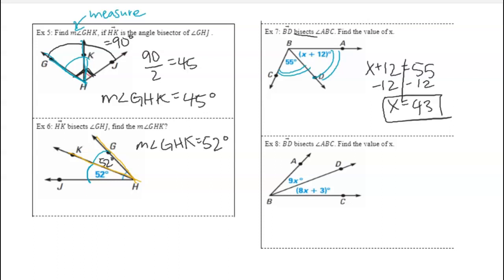Okay, let's try that again on number 8. So again, I have two congruent angles, this one here and this one here, and I'm going to set those two equal to each other. 9x equals 8x plus 3. All right, when I have variables on both sides, to move one to the other side, I must subtract it, do the opposite, and I get x equals 3.